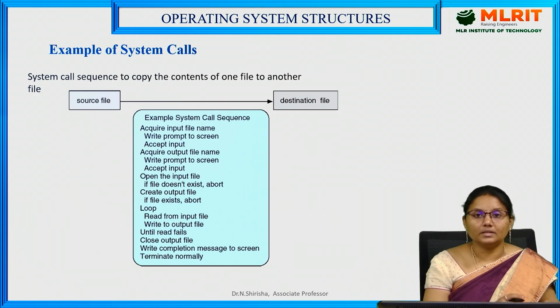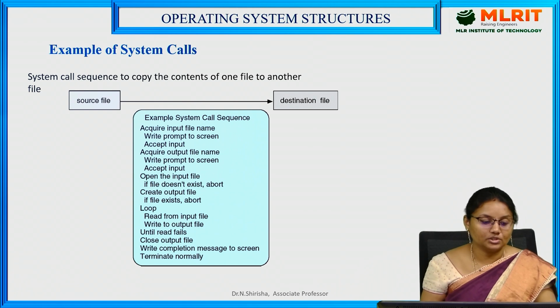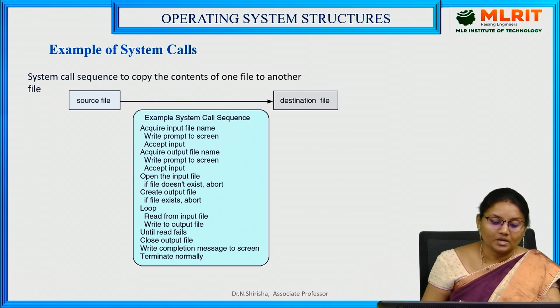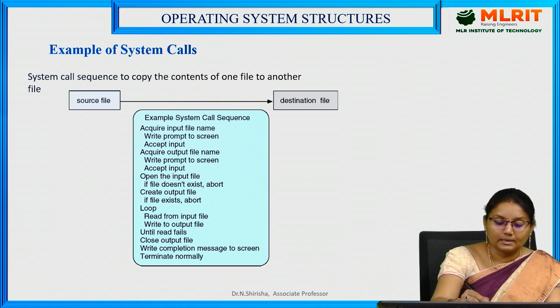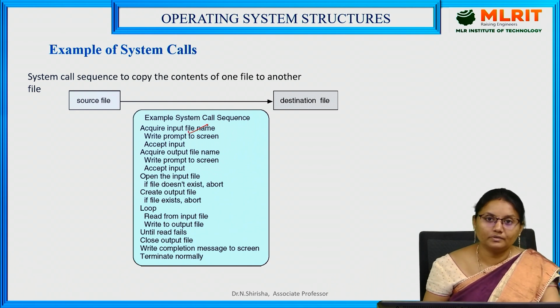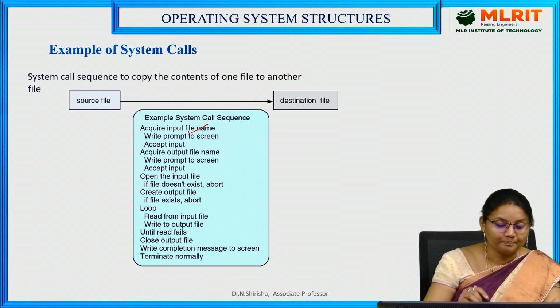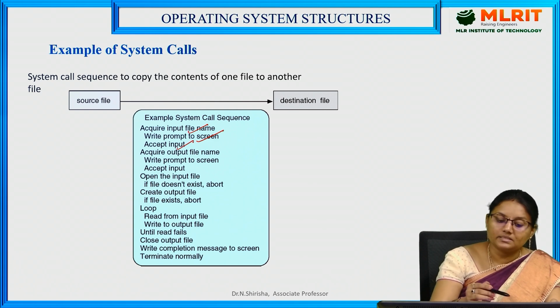These are a few examples. When you have one source file and a destination file, these are the things that we can do. This is just an example. So how do you call, and what operations may you perform when you have a file? Acquire the input file. First you need to know what the input file is and where its location is. Then acquire it, get it. Write a prompt to the screen, write some commands and accept the input.